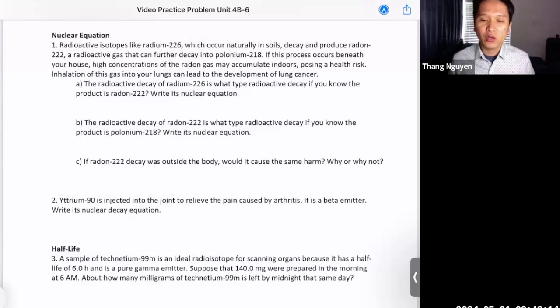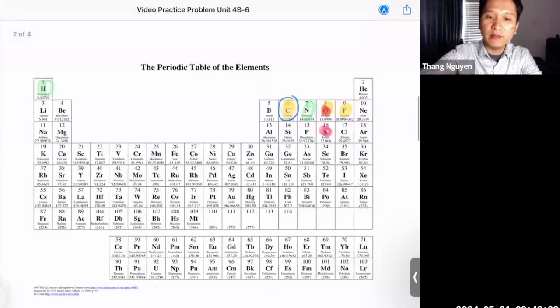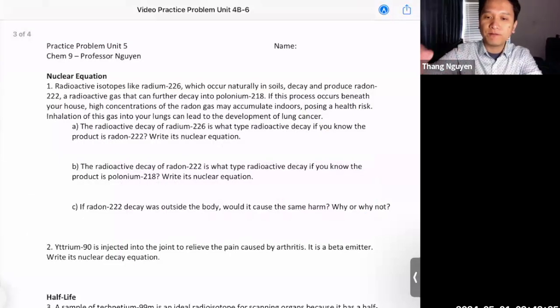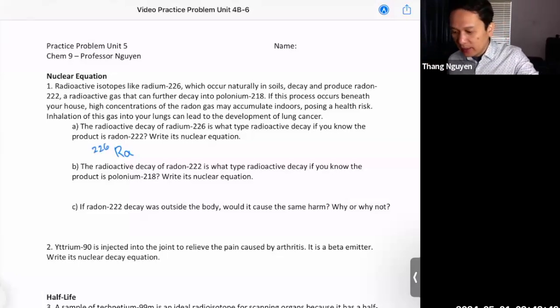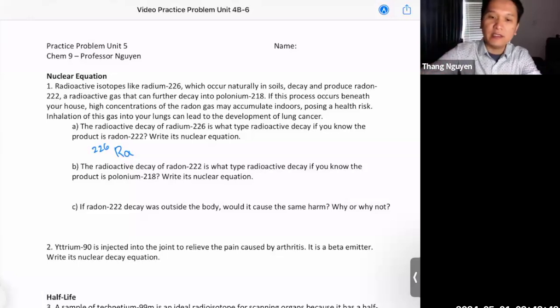If you know that the product is radon-222, write its nuclear equation. Okay, so a nuclear equation starts with the isotope on the left-hand side. That's the one that decays. So radium, if you look at the periodic table, is down here, and radon is over here. So find your periodic table and find that information. So radium is Ra-226, its mass number, so I write that on the top. And its atomic number is 88. That's important to write, even though it is redundant.